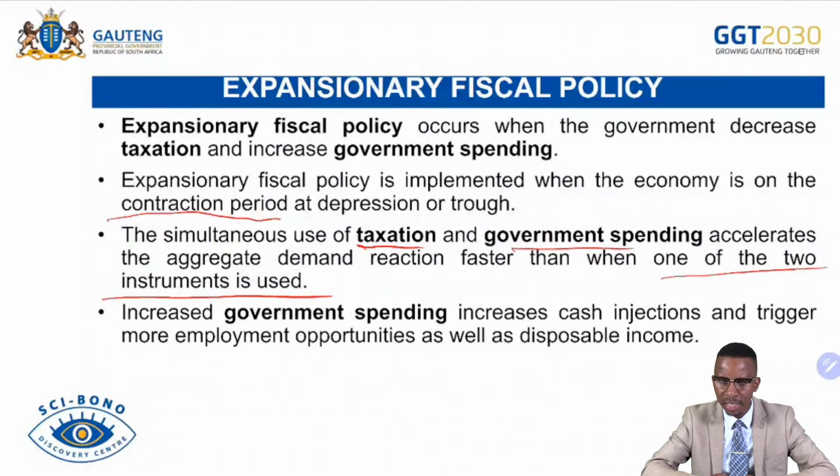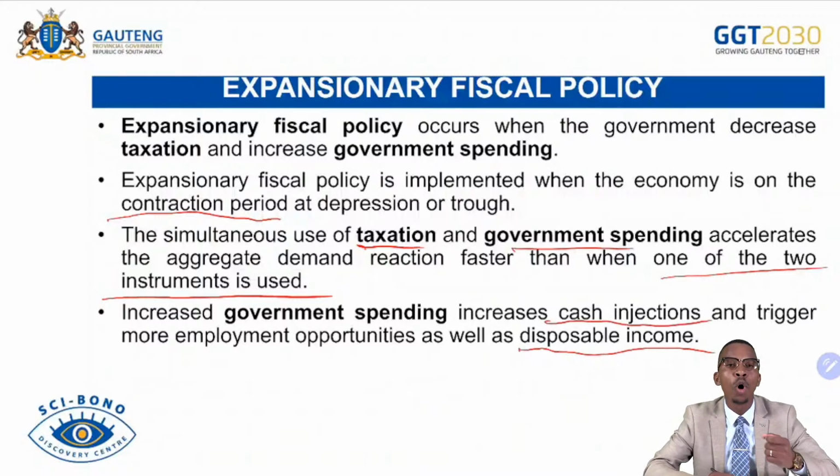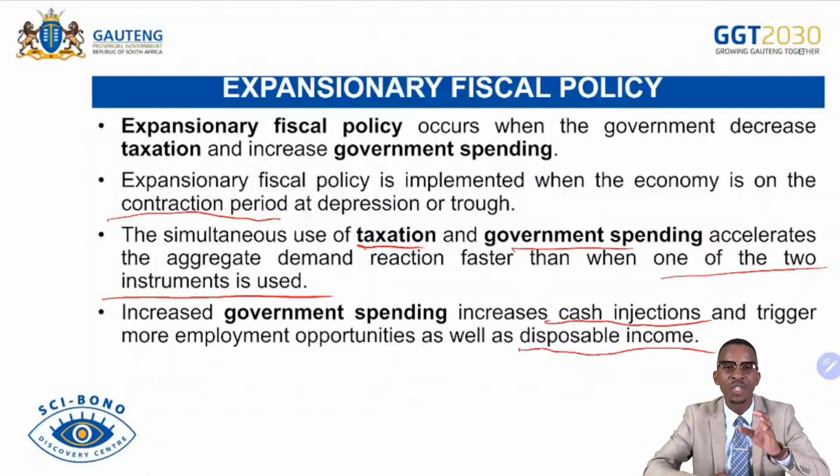Increased government spending means increased cash injections, and triggers more employment opportunities as well as disposable income. Like I mentioned, if ever there's more government spending, that will lead to more cash injections in the economy, and it will always lead to more job creation in the economy, and then that will lead to more disposable income. It is very important for you to be specific on this one. If ever the state increases spending, be specific on what, because not all of them can lead to job creation. If the state intervenes by maybe increasing wages and salaries for its employees, that will be leading to more income in the economy and more demand for goods and services.